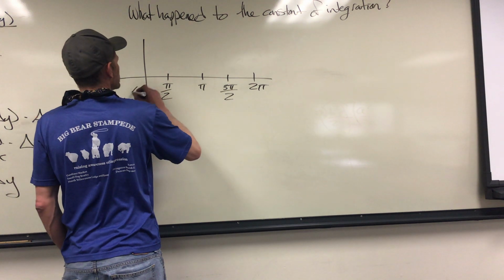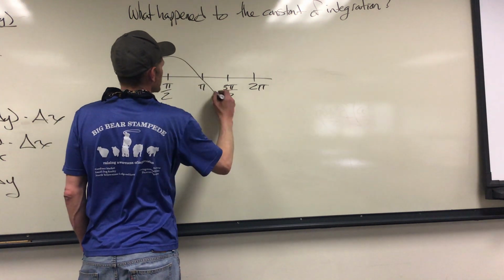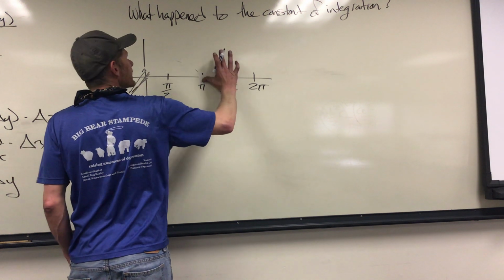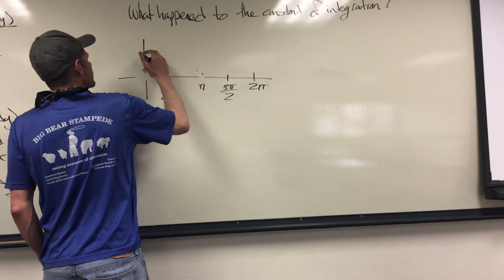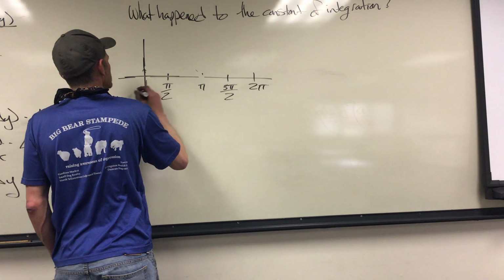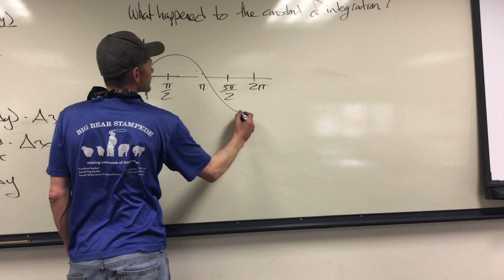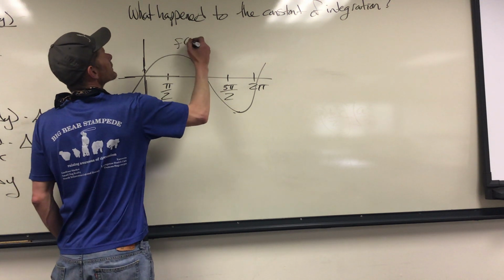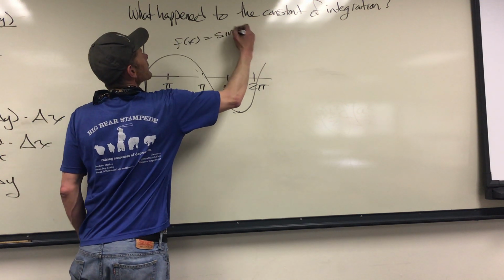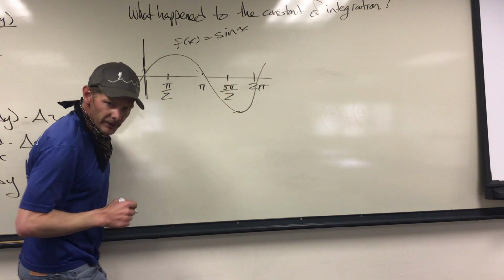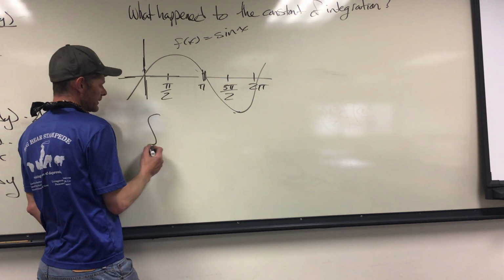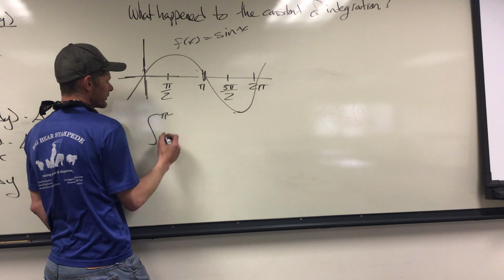And actually, I didn't do that right, did I? Do you guys know how I screwed up? I drew the sine curve like this, but I called it a cosine curve. That's a sine curve. Let's find the area under the sine curve. Sorry, I was able to save myself there. Let's find the area under the sine curve from 0 to pi.